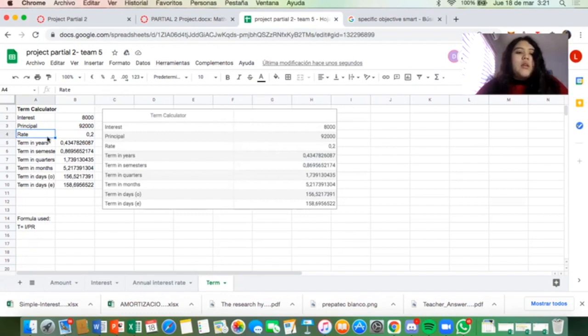to find the value of the term. So the formula that we used is the same formula as the interest, but we solved for t, which is the term. And as we can see, it's interest divided by principal times the rate. And that's basically what it does. So right now, if we change the interest, let's say 15, the numbers are going to change. And if the principal is changed to, let's say 20, it changes. So we can see it does work.